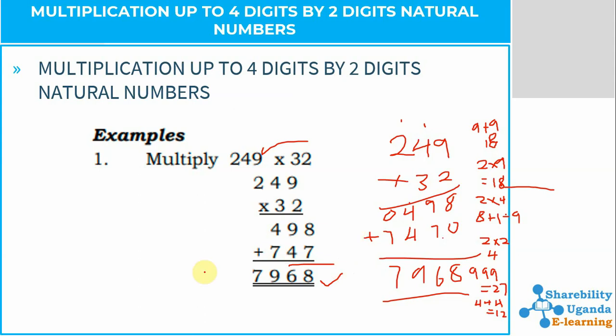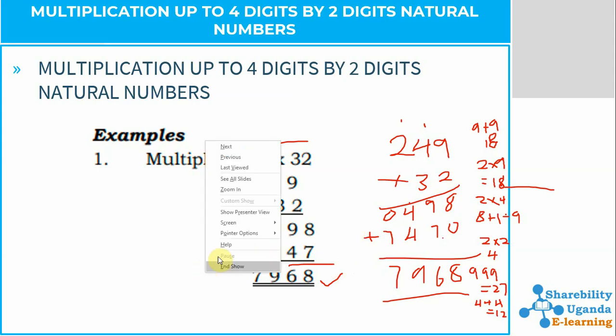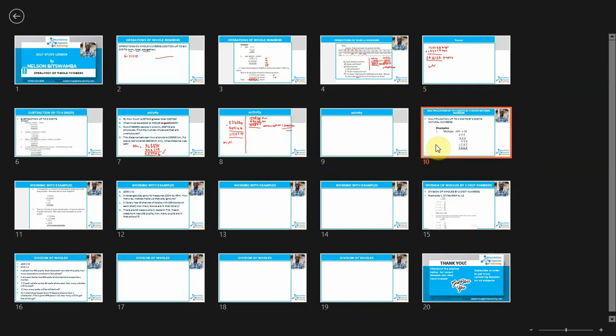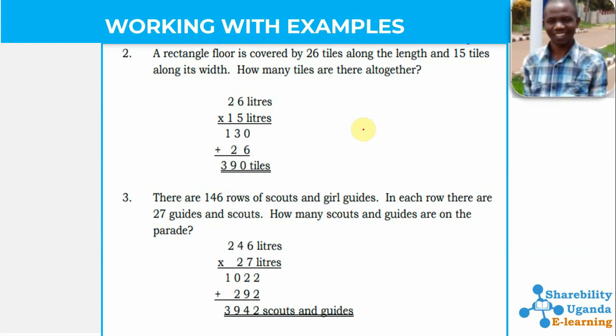Let's also look at another example as we understand this more. Okay, so we are working out these examples also. This one is more of a word problem. They are saying a rectangle floor is covered by 26 tiles.